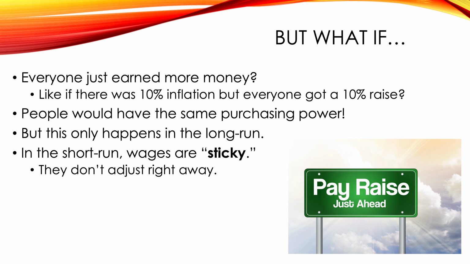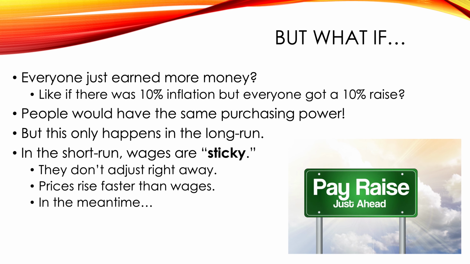Wages don't adjust right away. Why? Well, a lot of times when you have a job, you sign a contract, and that contract says, here's how much we're going to pay you. And you might be able to renegotiate that contract at a later date. Let's say you can get a different wage every year. Like I'm a teacher. Every year my salary goes up. But that's just once a year. Throughout that year, what's happening to the prices of things? Well, the prices of things are rising throughout the year. So prices typically rise faster than wages do, which means in the meantime, people are losing real purchasing power.